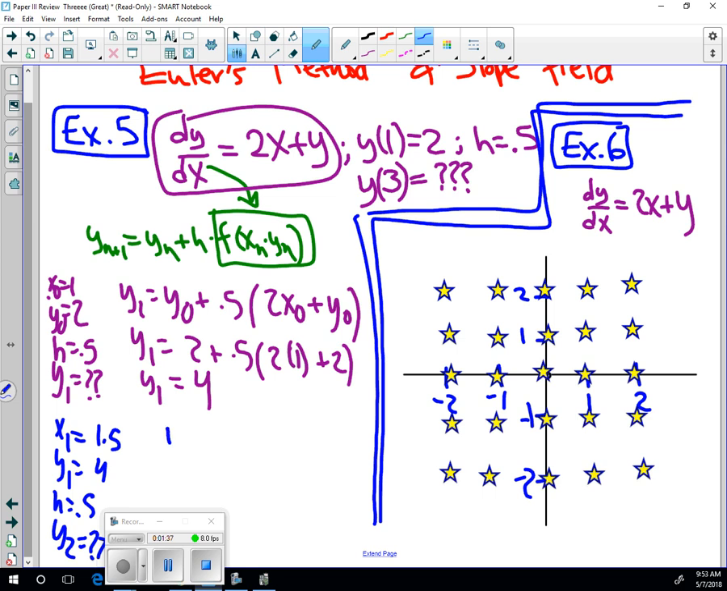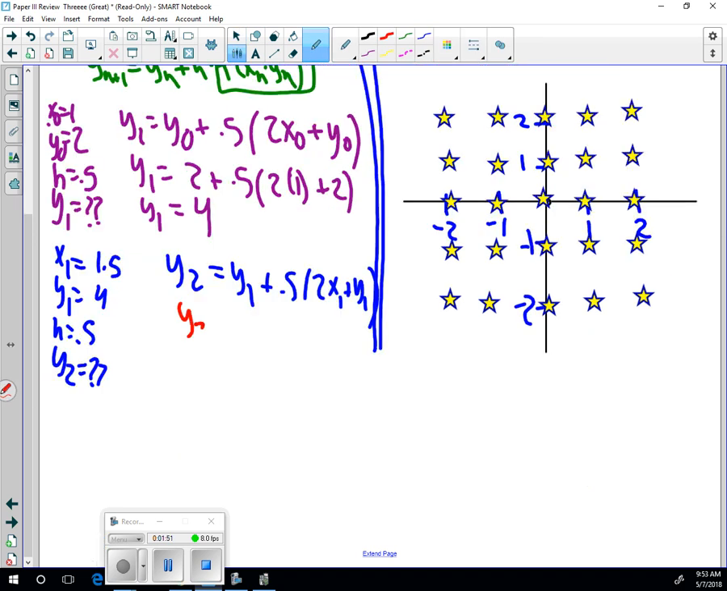So using this formula, I like to write it first. You don't have to, but y2 equals y1 plus 0.5 times 2x1 plus y1. Okay, so y2 equals 4 plus 0.5 times 2 times 1.5 plus y1, which is still 4. So help me out this time. This is going to be 3 plus 4 is 7, plus 0.5, 7.5. Does that look right? Okay. You try the next one.